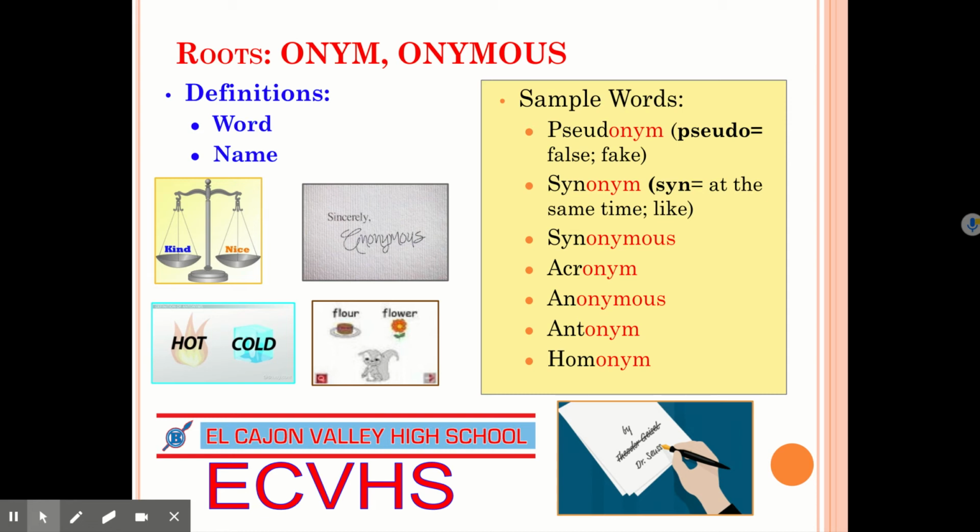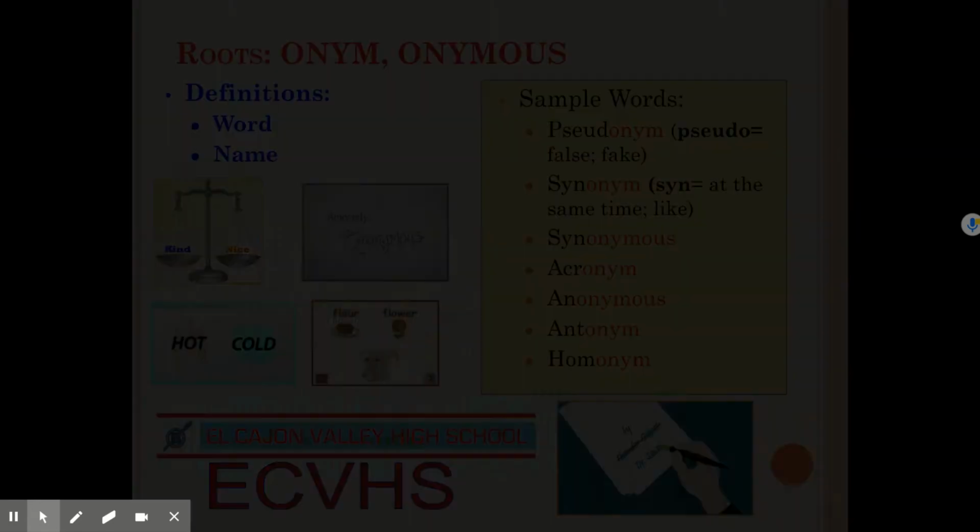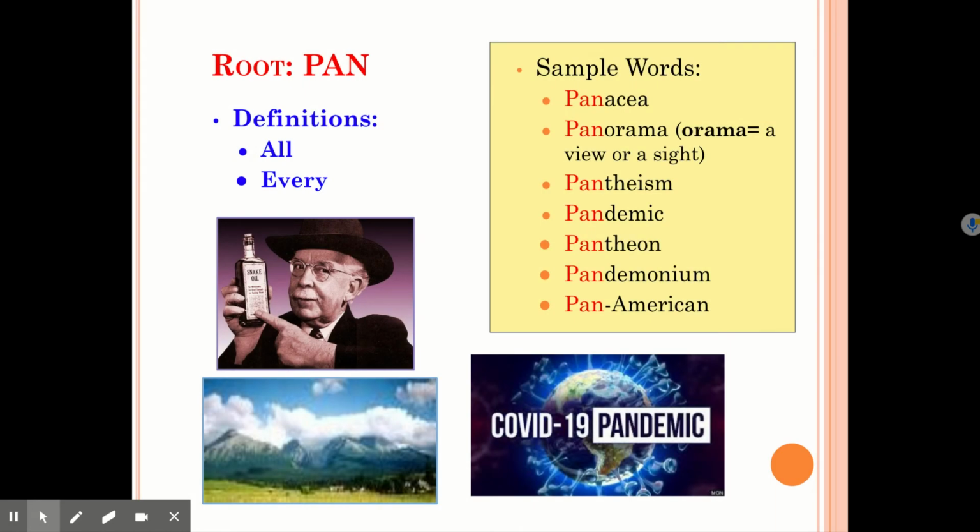Okay, so these roots mean word or name. Next set is pan, which means all or every. So let's take a look at some sample words. First, we have a panacea, which is a remedy or cure for all diseases or ills. So here's a picture of this man. He's selling snake oil, which is supposedly a cure-all for all diseases.